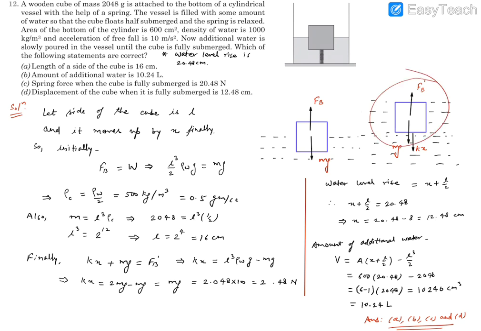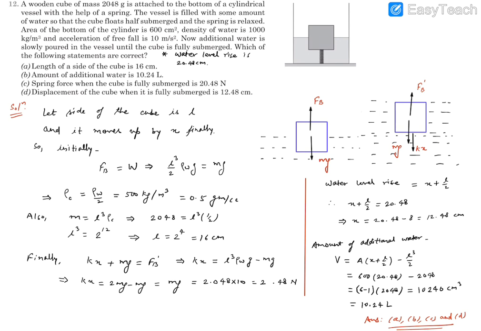Now we come to the final situation and use this FBD, and in this FBD we are going to get the spring force and gravitational force being balanced by the new buoyancy. Now spring force is Kx, new buoyancy is going to be the total volume submerged, density of water into gravity, and it's going to be minus mg, which is going to be weight basically.